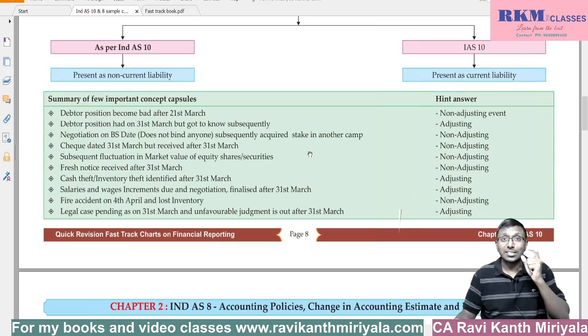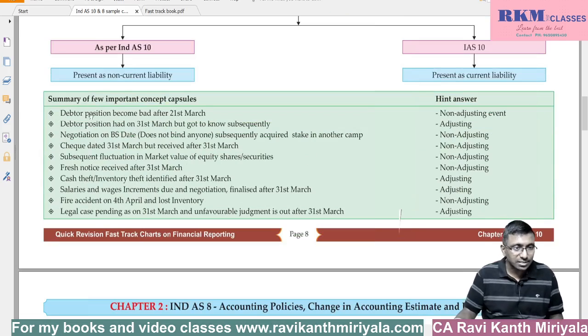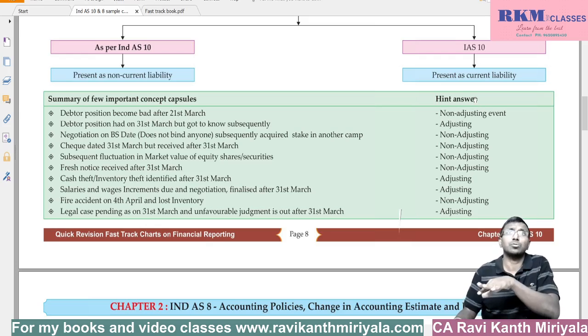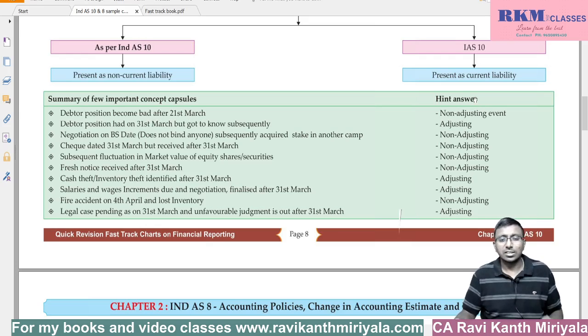Now look at the concept capsules. This is the fashion I did. Observe carefully. The debtor's position became bad after 31st March. There is some small mistake, but in the final copy it is all corrected. Don't worry. After 31st March, the position changed, so it is a non-adjusting event. Like that, I included the important concept capsules, which I feel are important.